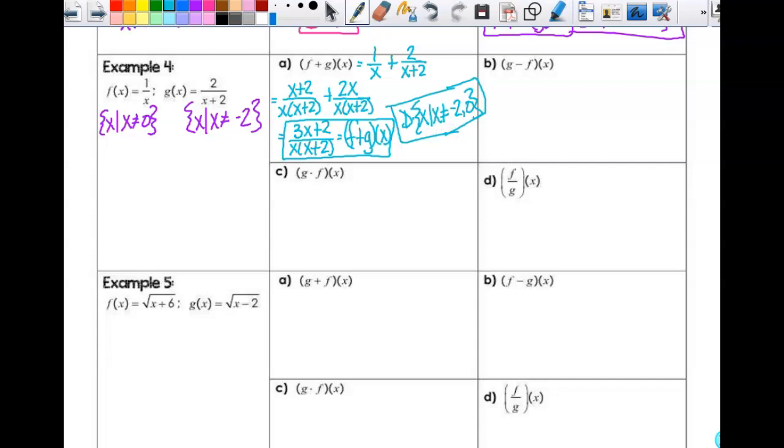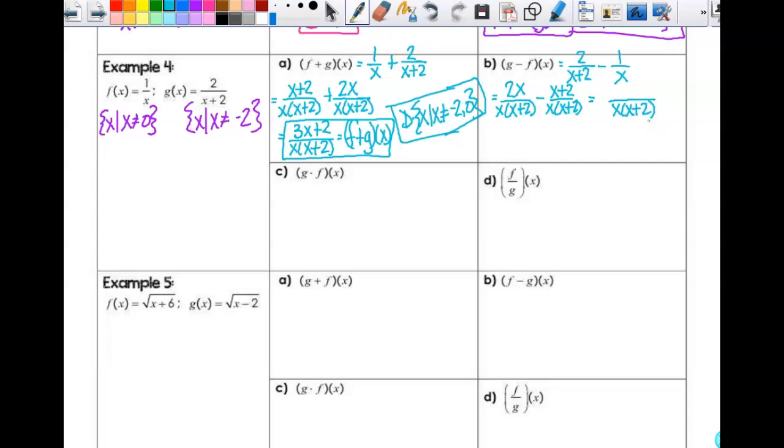All right, so let's look at g minus f. Notice that this is g minus f, not f minus g, so pay attention to the letters here. g of x is 2 over x plus 2 minus 1 over x. So I need to get my common denominator again. This is going to give me 2x over x times x plus 2 minus x plus 2 over x times x plus 2. So I know my denominator is x times x plus 2.